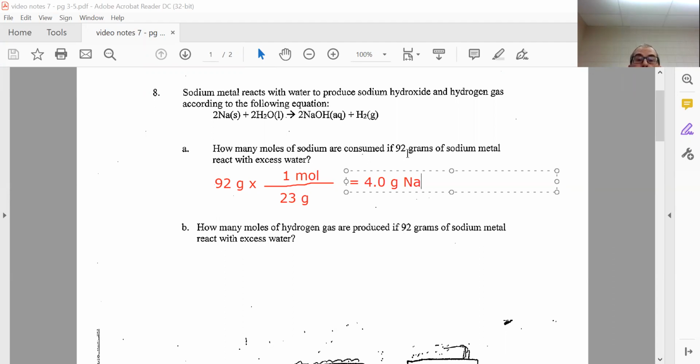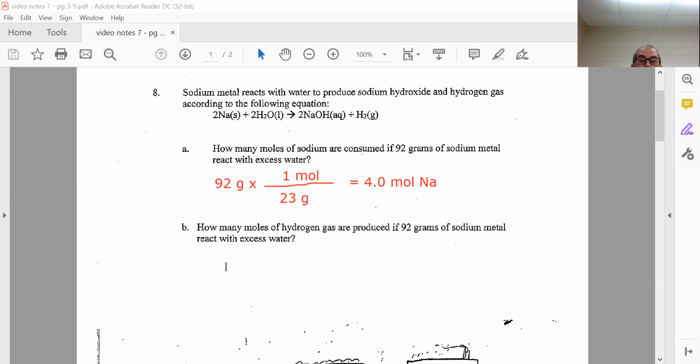Okay, how many moles of hydrogen are produced if 92 grams of sodium metal react? Well, I know that 92 grams of sodium produce 4, I shouldn't have said grams here, I should have said 4 moles here. And this equation doesn't compare grams to grams, but it does compare moles to moles. So I can say, hey, for every 2 moles of sodium, I get 1 mole of H2.